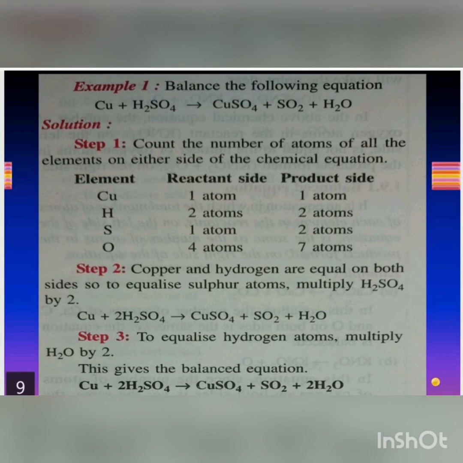One is present in copper sulfate, CuSO4. So there's one S there, and in sulfur dioxide there's another S. So 2 S's we have on the right hand side as well. Now oxygen has converted to 8, that is O4 into 2, so that is 8 oxygens.